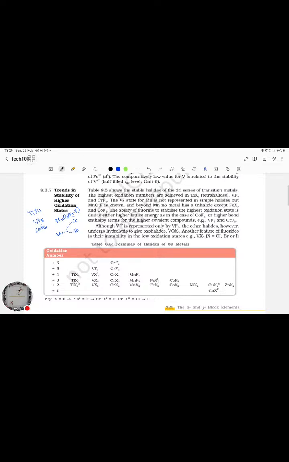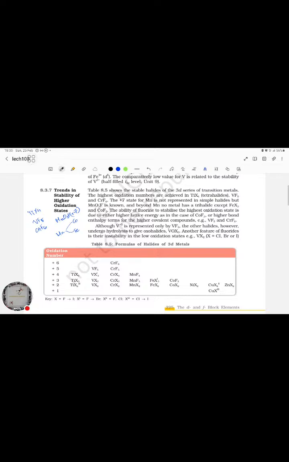There can be a question: why is fluorine able to stabilize the highest oxidation state? It's due to the fact that it can either be due to their higher lattice energy in the case of cobalt fluoride, or higher bond enthalpy for higher valent covalent compounds such as VF5 or CrF6. Also, V5+ is represented only by VF5. The other halides however undergo hydrolysis to give oxohalides such as VOX3.